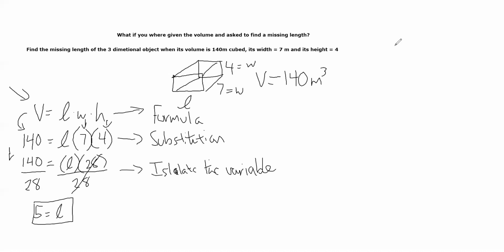That doesn't look right. Let me just double check that. 140 divided by 28, and see what I get. I have 5 there, but I'm just double checking on my calculator. 140 divided by 28 is 5. Yes, okay. That just didn't look right, but it is correct. And that's how I would find my missing length. There's not much else to say about this.